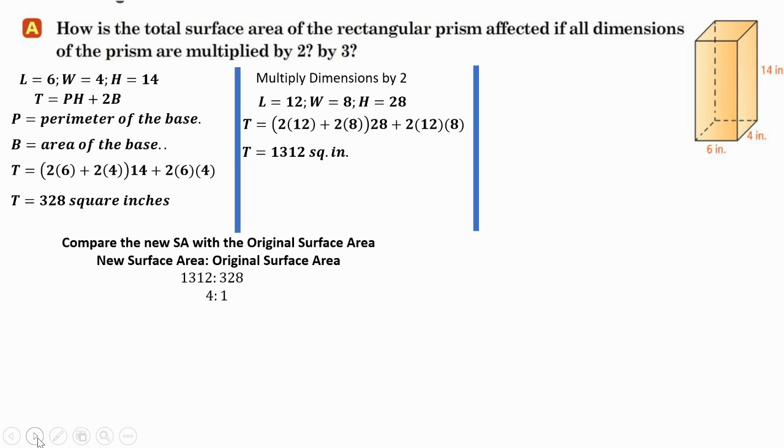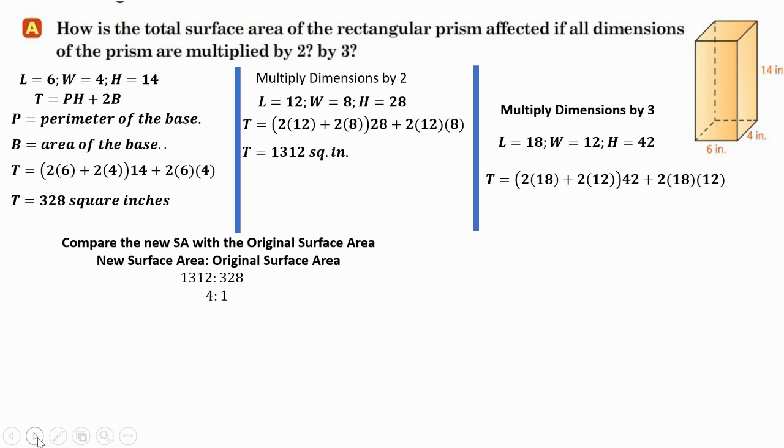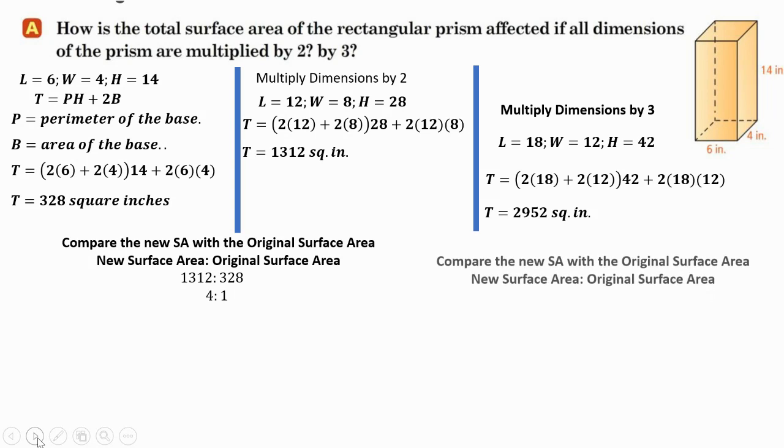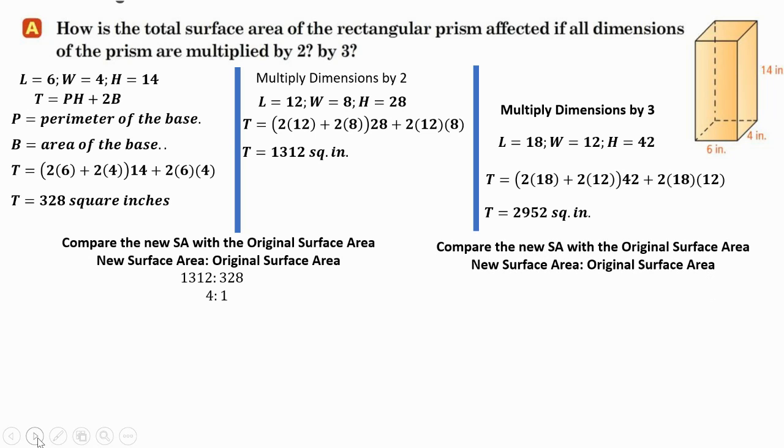Now, how about if we multiply the dimensions by 3? When we do that, that changes our length, width, and height to the following numbers: 18, 12, and 42. Notice that 6 times 3 is 18, 4 times 3 is 12, and 14 times 3 is 42. So that's why we have the new dimensions. So the formula changes to this with the new dimensions in place, and the total surface area comes out to be 2,952 square inches.